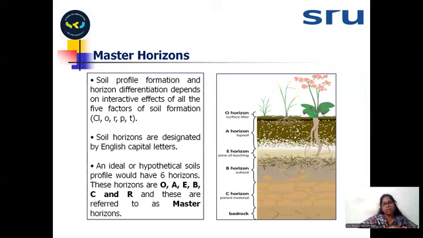Coming to subordinate horizons, they are not present in all soils. They are confined to only one particular location. They are formed due to the climatic conditions persisting there, and the local conditions or chemical reactions occurring in that particular location. They are not present in all types of soils, so they are called subordinate horizons. Master horizons are depicted by capital letters, whereas subordinate horizons are depicted by small letters. Okay, so now you got what are master horizons and what are subordinate horizons.